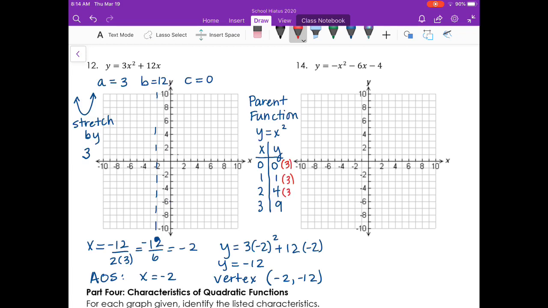To plot the function, we'll move from the vertex to the right 1 unit and up 3, to the right 2 units and up 12, to the right 3 units and up 27. That last point won't fit on our graph.